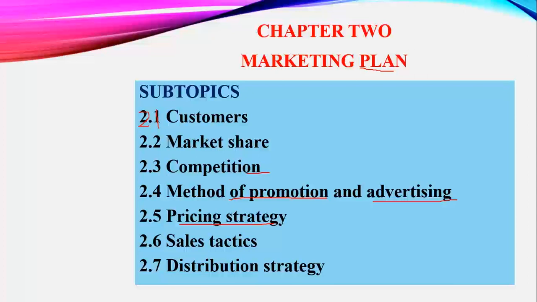Pricing strategy. How will you be selling your products? Are you going to sell them cheaply, expensively, etc.? If you're going to sell them cheaply, why? Why do you choose that kind of pricing strategy? Maybe you're going to use what you call psychological pricing. Instead of writing that a product is selling at 1,000, you write 999. So everybody sees that it is 999, not 1,000. That is another pricing strategy.